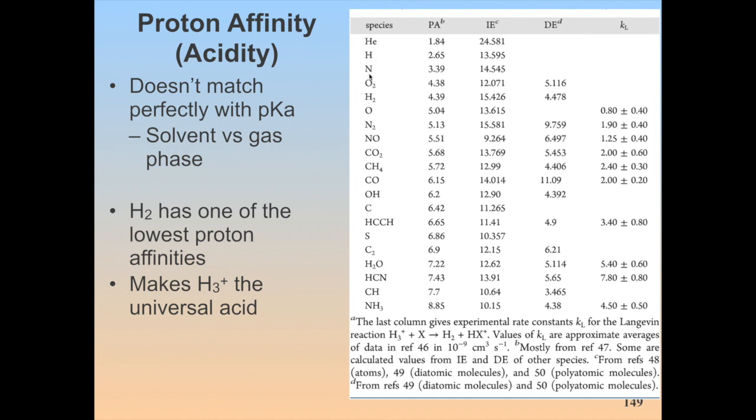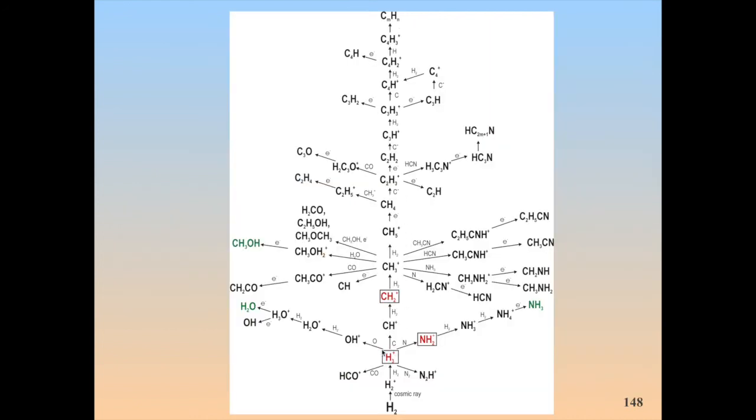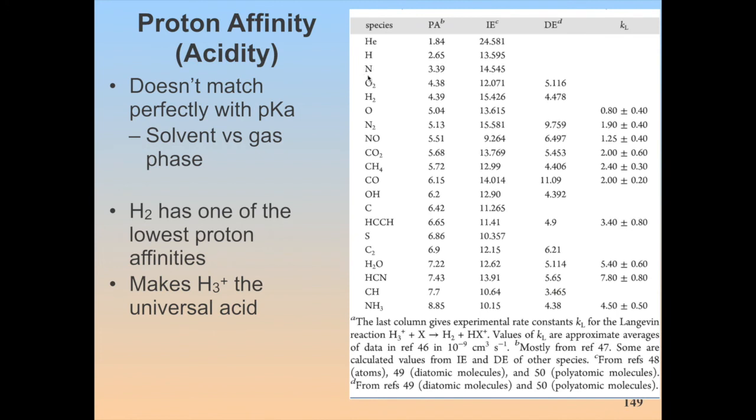If you notice on the previous slide, we talked over here H3+ doesn't react with nitrogen to make NH+. In fact, it just goes to NH2+. That's because nitrogen has a very low proton affinity and won't accept a single proton from a hydrogen. So it simply won't accept it because it is more acidic than the hydrogen down here.